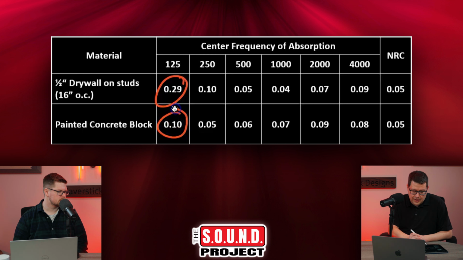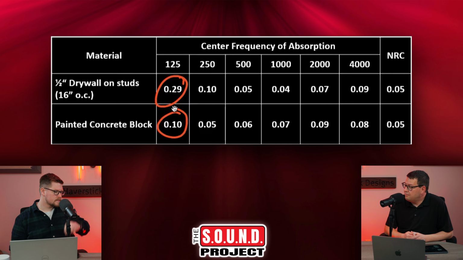Painted concrete block is a 0.10. So half-inch drywall is approximately 3 times as good at absorbing 125 hertz as concrete is. Sure. And the thing about concrete is it just doesn't budge with low frequencies. Like, it's a solid material, and it's not going to flex like drywall does.